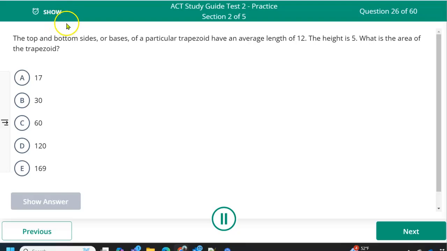The top and bottom sides or bases of a particular trapezoid have an average length of 12. The height is 5. What is the area of the trapezoid? Well, the formula for the area of a trapezoid is the average of the bases. So normally we would add the length of the bottom base and the top base, divide by 2, but they've already done that for us. The average length is 12, and then you multiply times the height, which is 5. So 12 times 5 is 60.